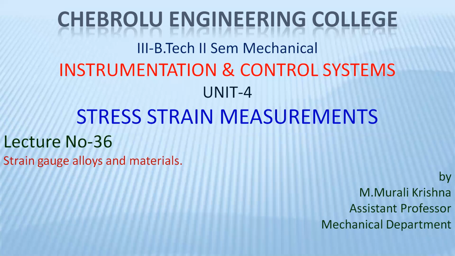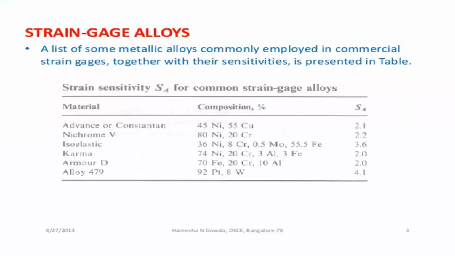Today we will see what strain gauge alloys are in the manufacturing process, what types of alloys are used in the strain gauge, and what materials are used. First of all, we can see what strain gauge alloys are and the major role they play in the manufacturing of strain gauges. You can see a list of some metallic alloys commonly employed in commercial strain gauges together with their sensitivities. It is presented in tabular form.